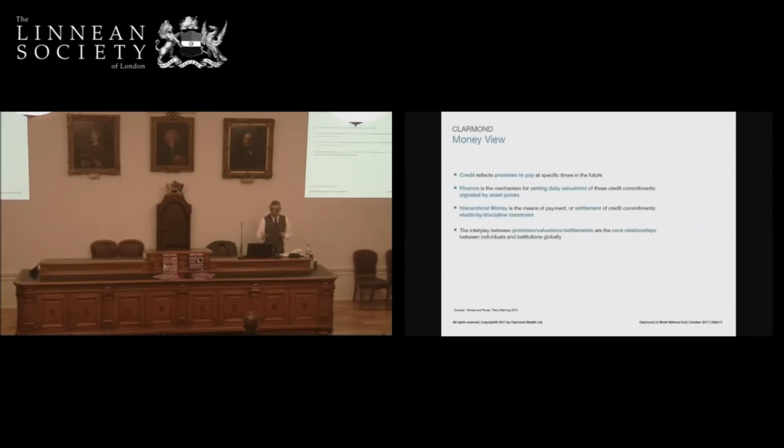So just to round up, what is money? It's based on credit. And what's credit? It's a promise to pay sometime in the future. How do you value that promise? It's through finance. It's my field, and the field of a number of people in here. It's the ability to set a daily price for those promises, and that's an asset price. So you hear stock market, bond market, foreign exchange market. That's a price for a future promise.